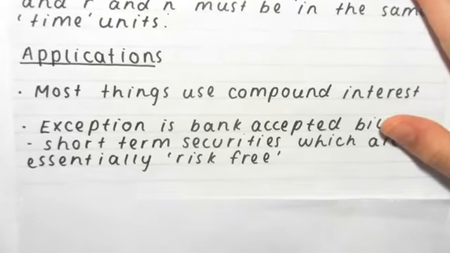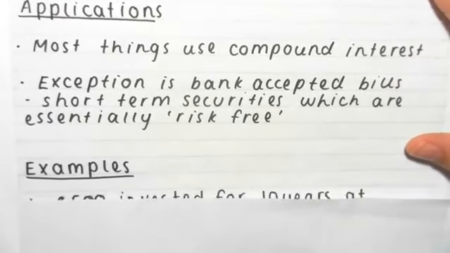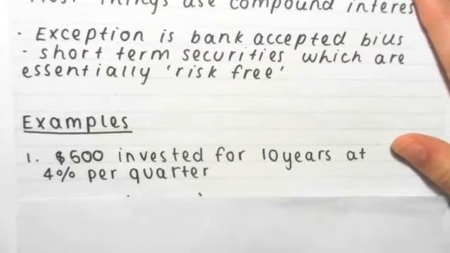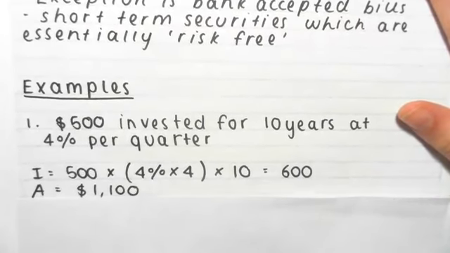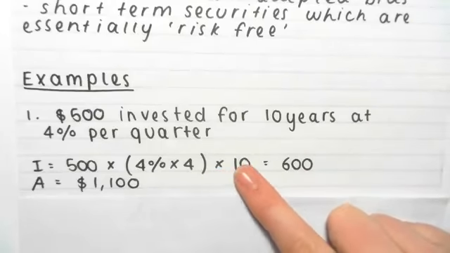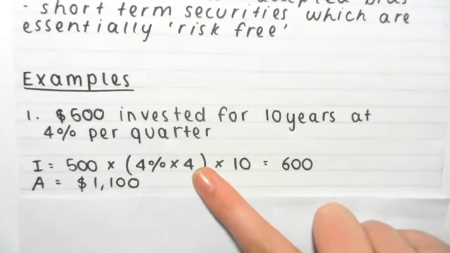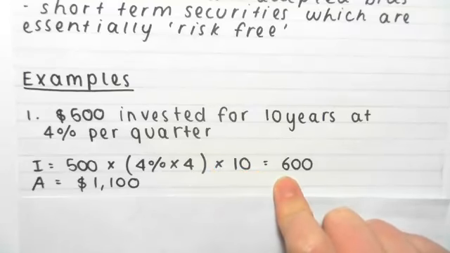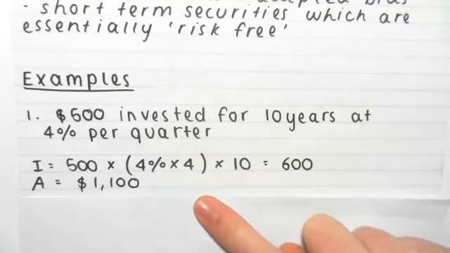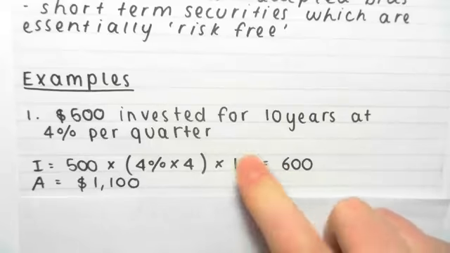They're 180 days. So just looking at some examples now, we have $500 invested for 10 years at 4% per quarter. So looking at this in simple interest, if we put R and N in both years, we'll have 16% per year, so 4 quarters, and 10 years, and so we get an interest of $600. So our total amount at the end of the 10 years will be $1,100, which was just $600 plus the $500 original.